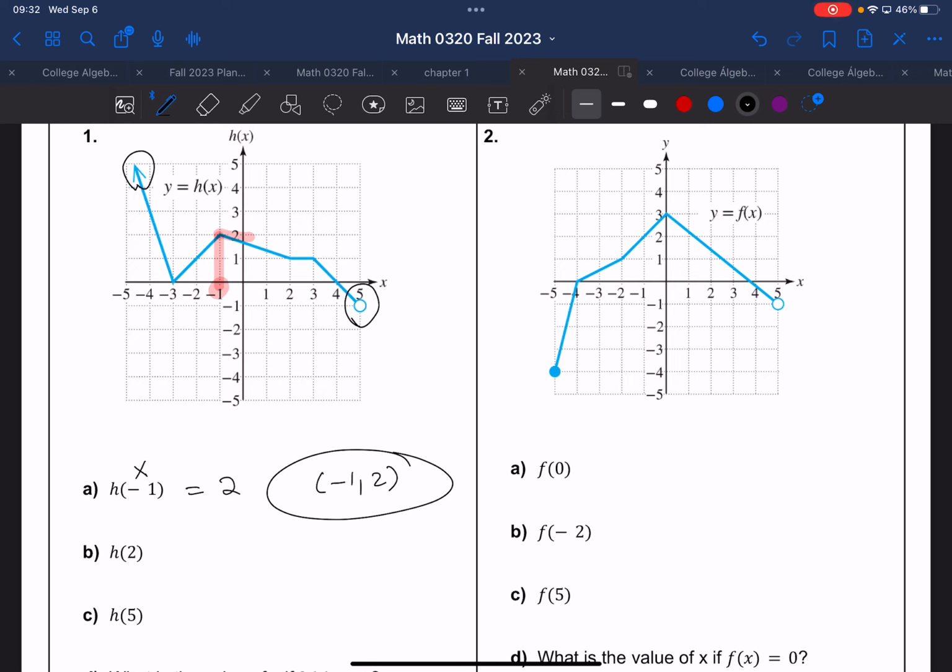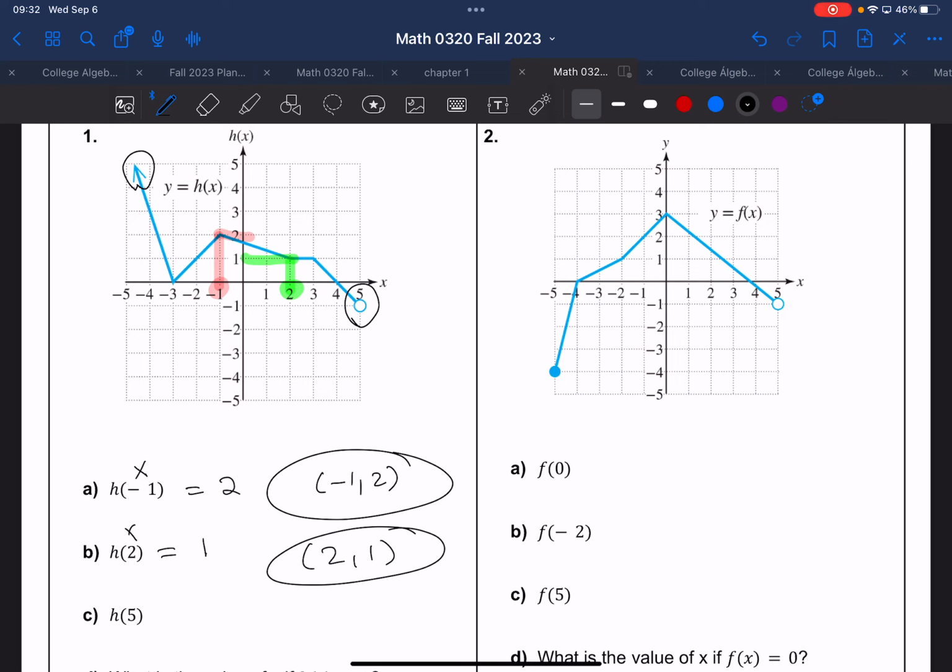So what about for h of 2? That 2 is what variable? X. So we're going to go to 2 on the x's. Are we going to go up or down to our function? Up, because that's where our blue line is, and that's going to go to what value on the y's? 1. So that means h of 2 is 1, or we write that as what point? 2, 1.